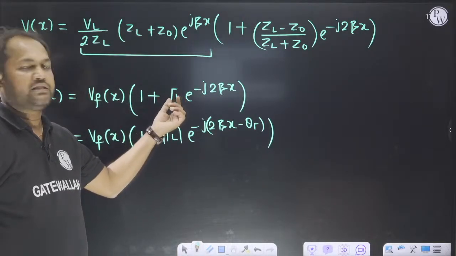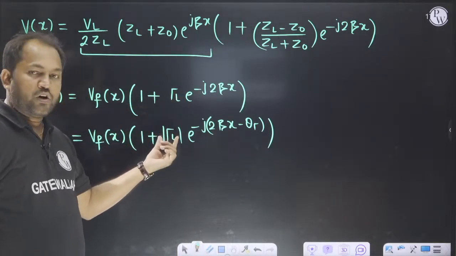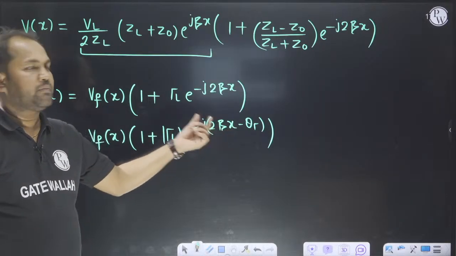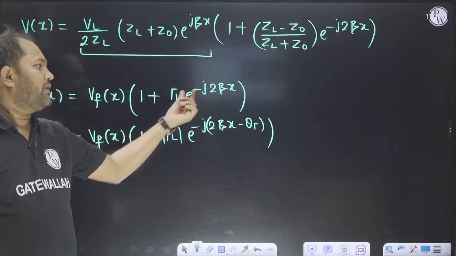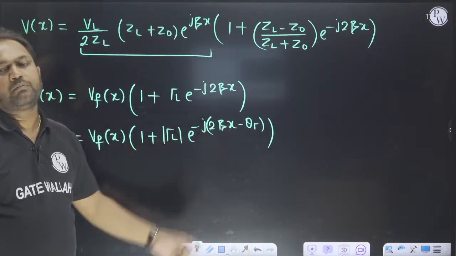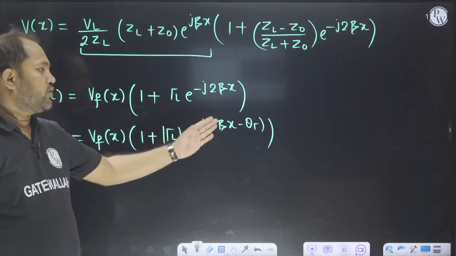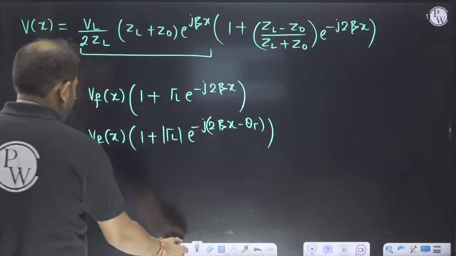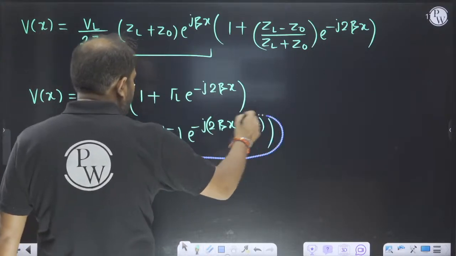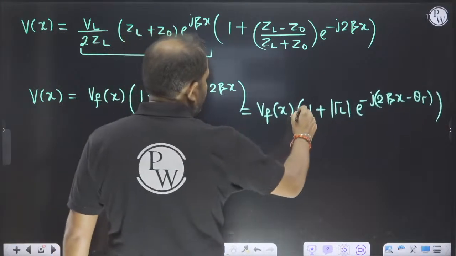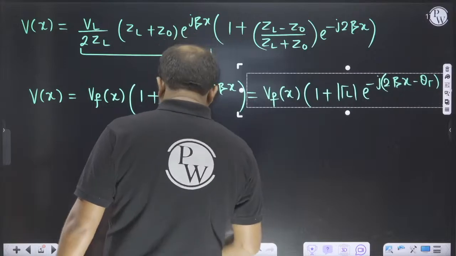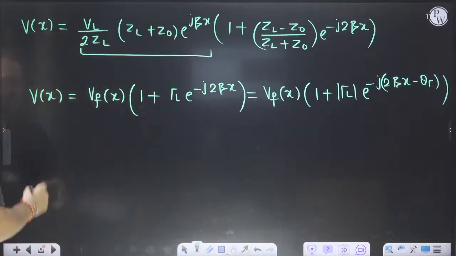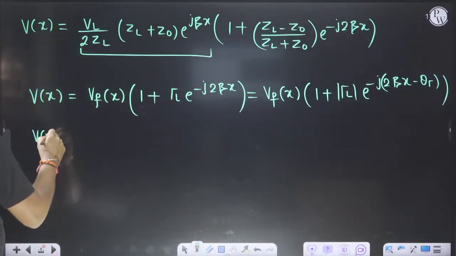The magnitude of gamma_L is written as mod gamma e to the power j theta_gamma. If I take the minus j, it will be minus theta_gamma, so it will be written as 2βx minus theta_gamma. Then there are two conditions: it will have maxima and minima.